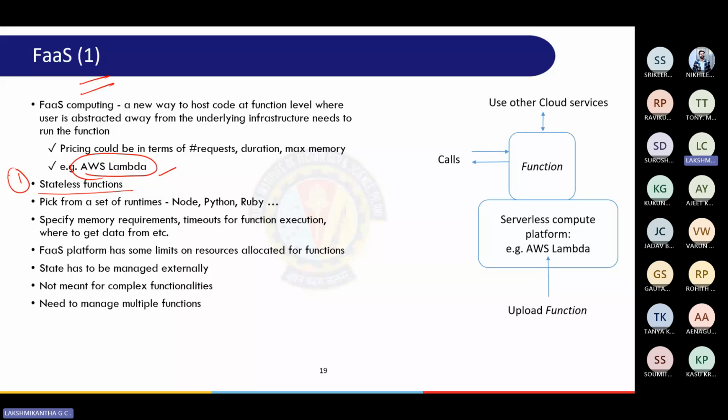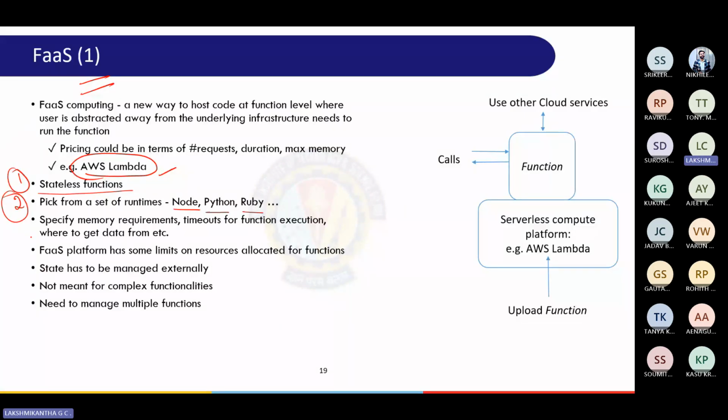And what is the second characteristic? You pick from a set of runtimes like Node.js, Python, Ruby, and you specify memory requirements and also timeouts. Simple. And the third one is constraints. Let me talk about constraints also.